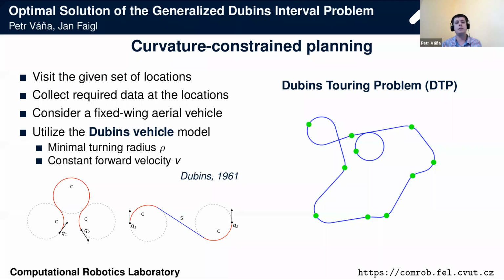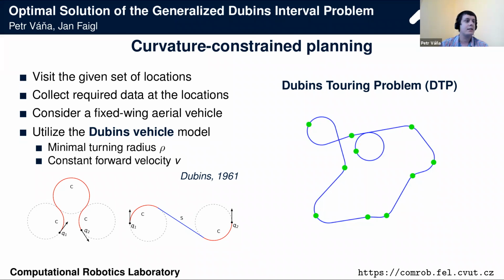And it was proven really early that there are only 6 possible maneuvers that can be optimal. You can see 2 examples on the left. The maneuvers can consist only of circle and straight segments. And if there is a circle segment, this segment has exactly the minimum turning radius.